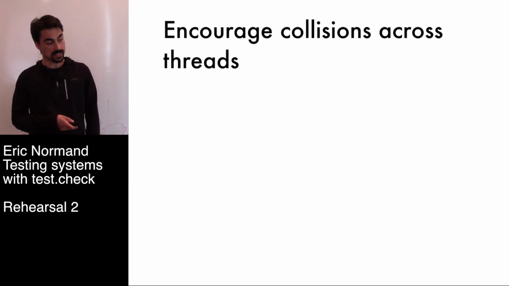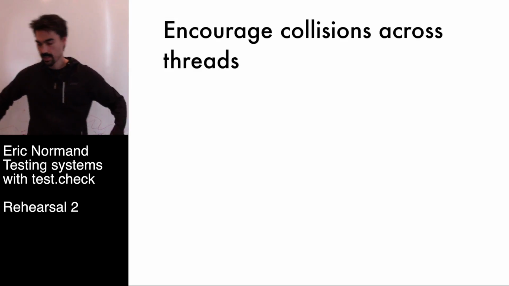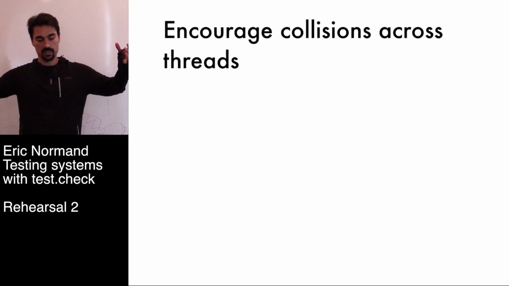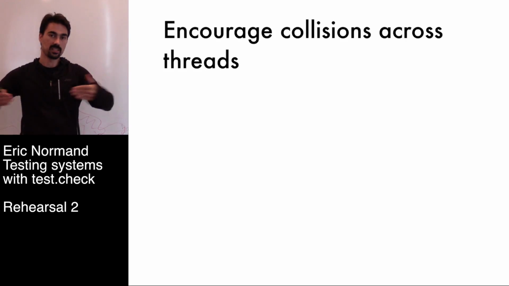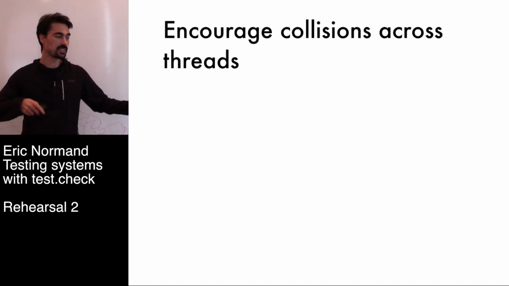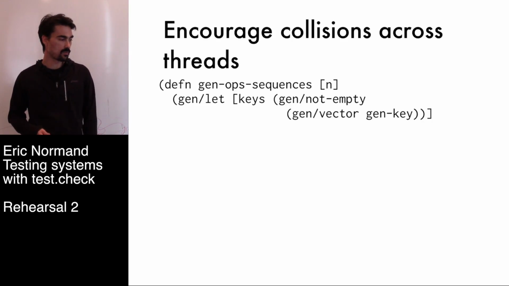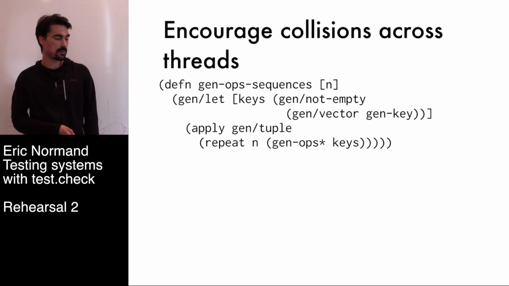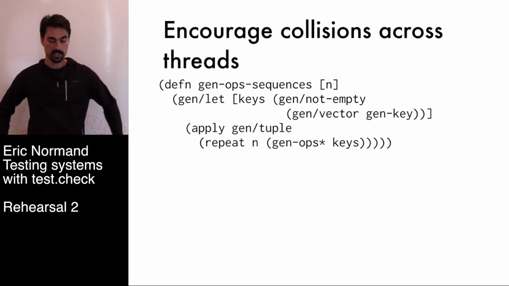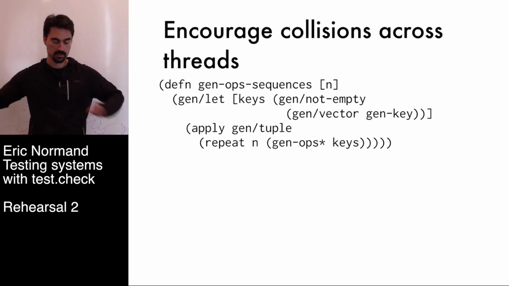I do want to come back to this because now what we've got is we're randomly generating this sequence of operations, and it's very unlikely that the keys will collide in interesting ways across threads. So we need to have that same trick. We need to do it for this sequence of threads. So what we're going to do is define a new generator. It's actually a function that returns a generator and takes a number of threads that we want to generate. And it's going to do the same thing. It's going to generate a bunch of keys. And then this time make a tuple full of n gen ops sequences. So we're generating n random sequences of operations, and they're sharing keys between them.